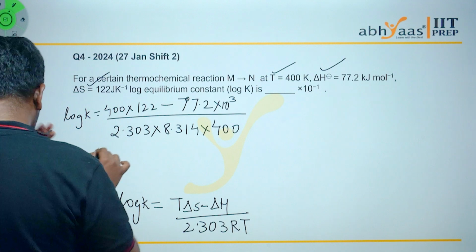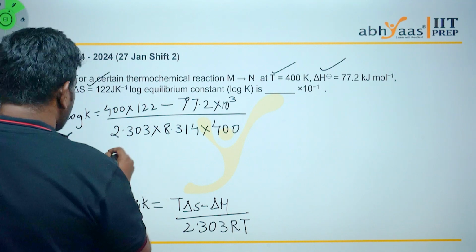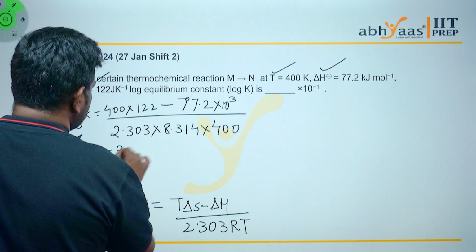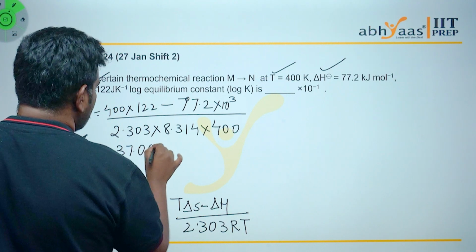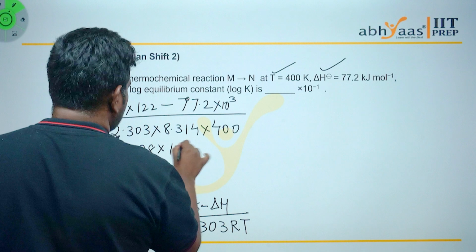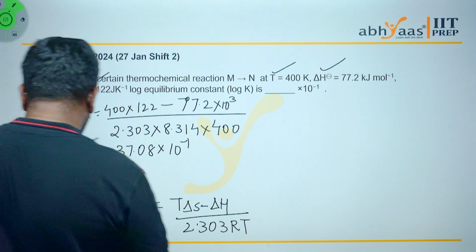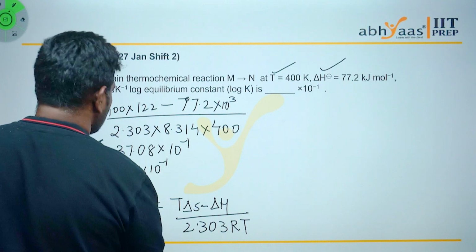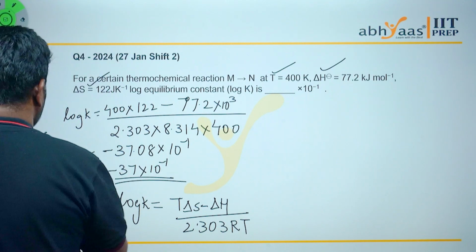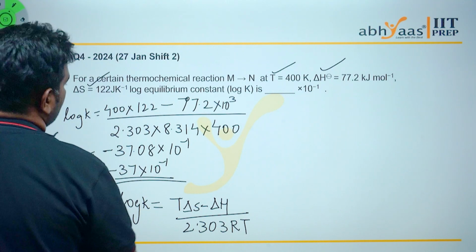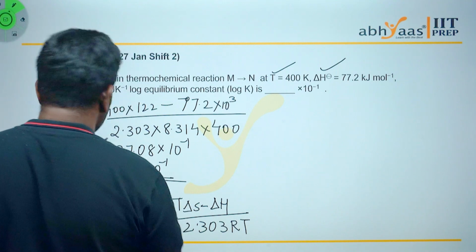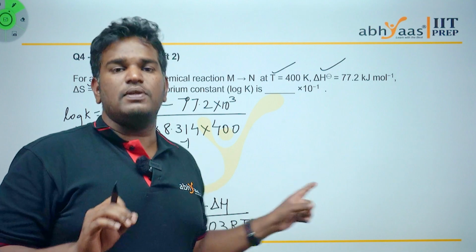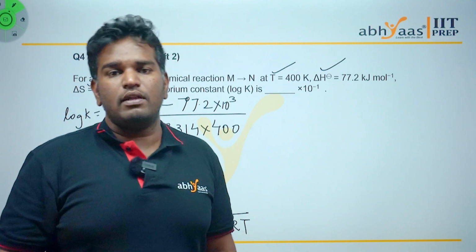So when you solve this particular calculation, you will be getting an answer of minus 37.08 into 10 raised to minus 1, or we can just simply put it as minus 37 into 10 raised to minus 1. Okay, so this will be the value of log K, right? You just see that here we are just substituting the values in this particular equation and you will be getting the value of log K.